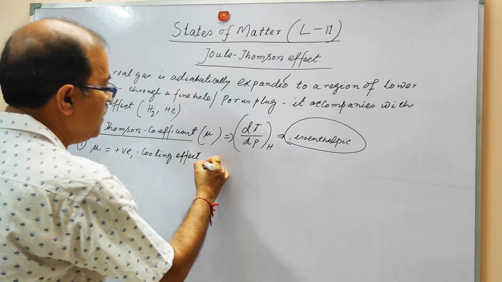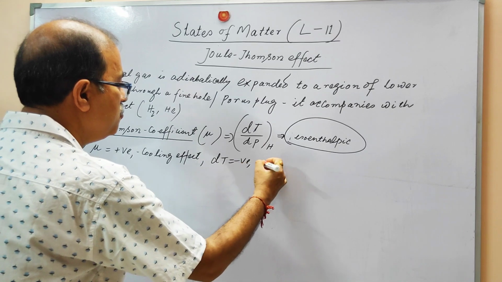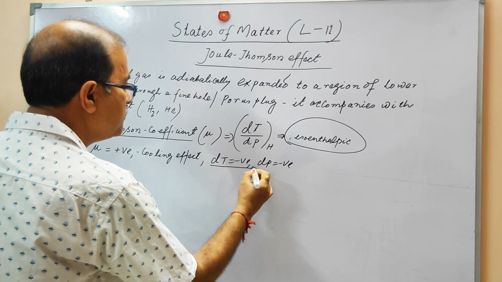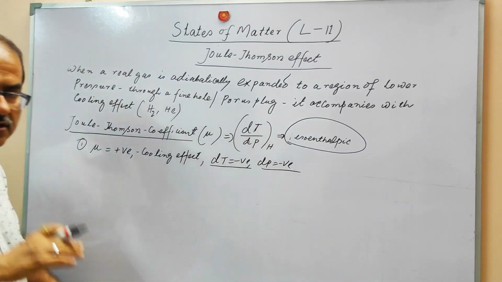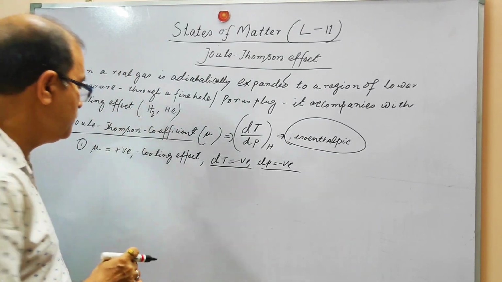Right? So at that time what you will find, dT will be negative and also dP will be negative. Both the pressure and the temperature will fall.